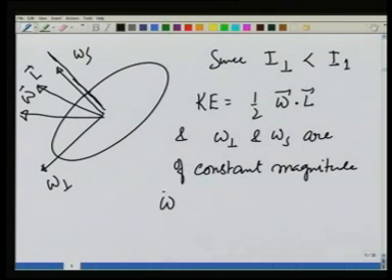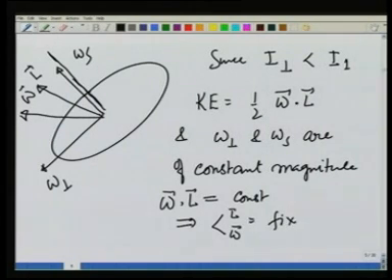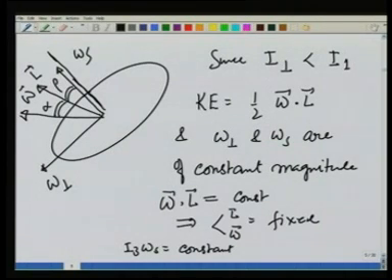Therefore, omega dot L is equal to constant implies that the angle between omega and L is fixed. Therefore, this angle, let me call this alpha, is fixed. Further, I3 omega s is also a constant. Therefore, the projection of L on this spin axis is always a constant, and therefore, this angle beta is also fixed. So, let us see what we have learned.